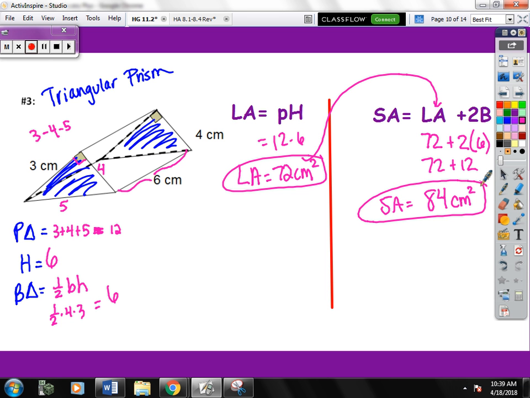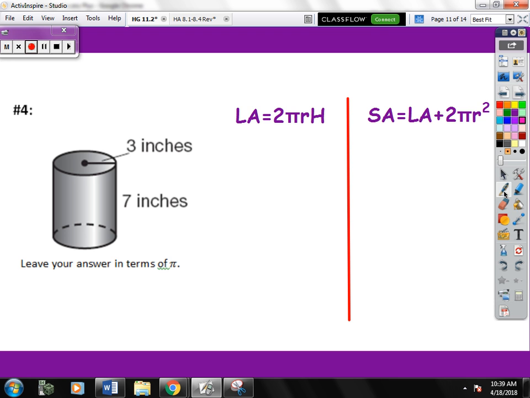All right, cylinders are everyone's favorites because you don't have to do all that side work. There's only 2 dimensions in a cylinder, a radius and a height, and those are the only things in the formula too. So you basically just plug in and multiply a bunch of stuff together. So first of all, jot down your formulas. Lateral area is 2 pi r h. Surface area is lateral area plus 2 circles, 2 pi r squared.